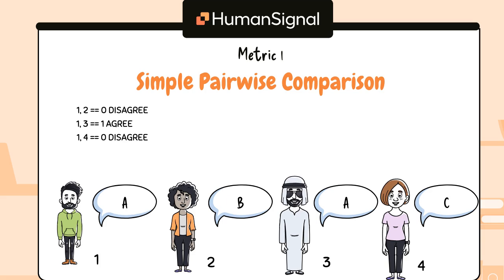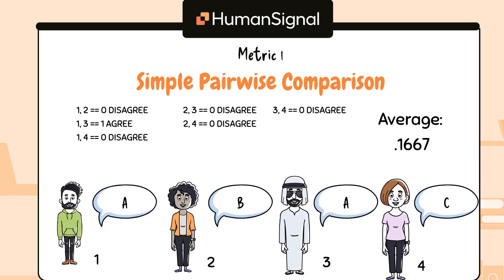We then move on to 2 and 3. They disagree, so they get a 0. Then we continue with 2 and 4, who also disagree, so they get a 0. And finally, 3 and 4 also disagree, so they get 0. If we average all of these scores together, we get a pairwise agreement of 0.1667.